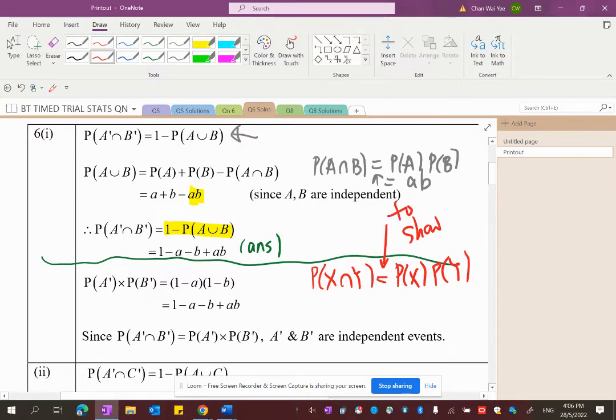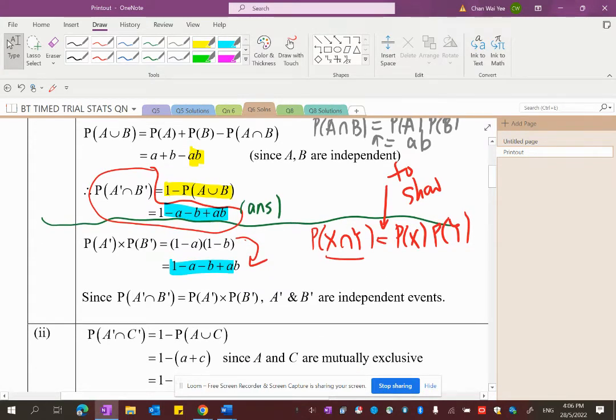On one hand, we already know the answer for this, P(A complement intersect B complement). That is your left hand side. Then on the right hand side, we have to compute P(A complement) multiplied by P(B complement), which is of course (1 minus a) times (1 minus b). Expanding, we have 1 minus a minus b plus ab. So you can see by comparing, the two answers are the same. So therefore, we establish the conclusion that A complement and B complement are indeed independent events, since this is satisfied. Okay, all right. So that settled the first part.